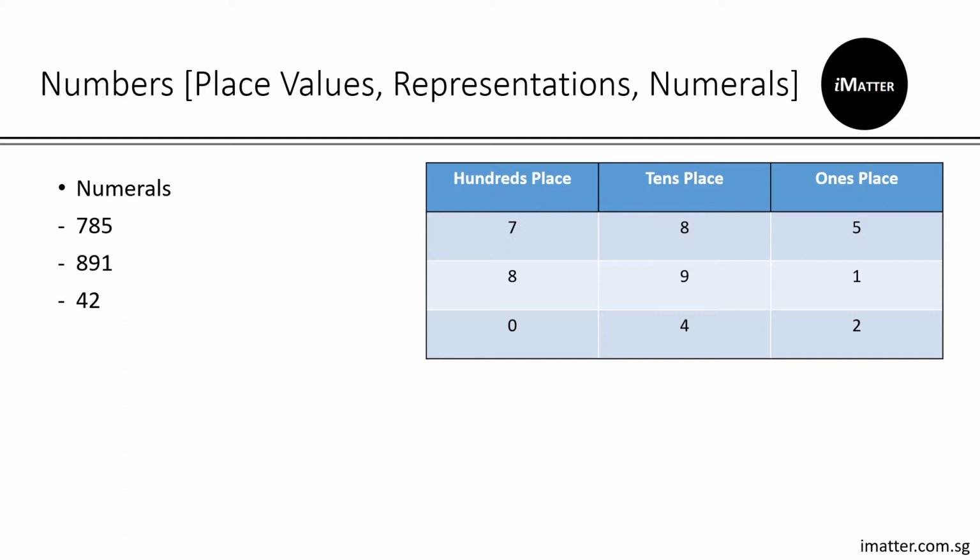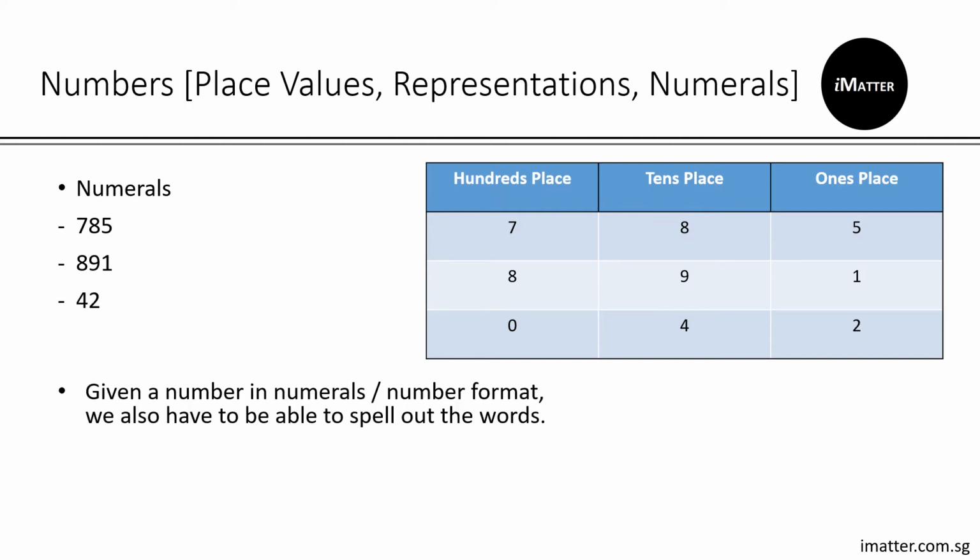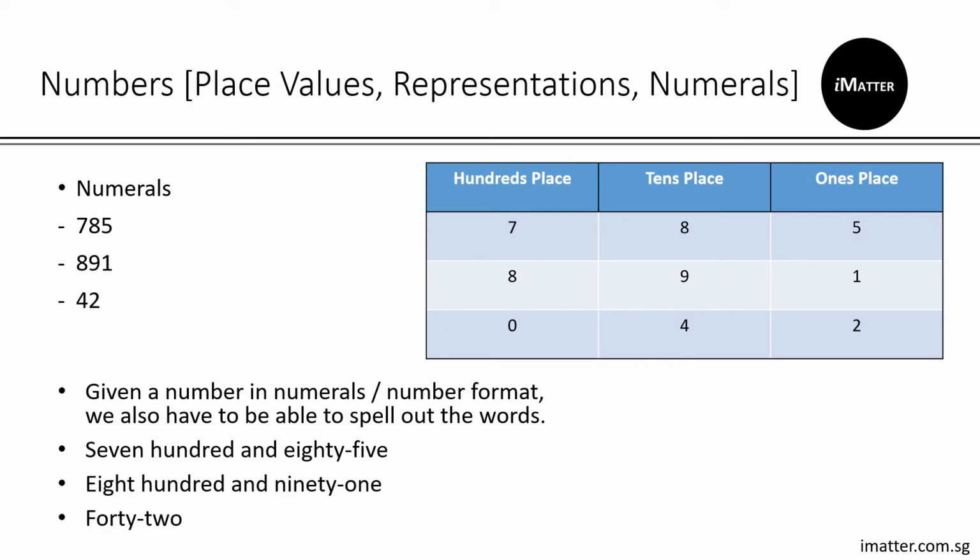Next will be on numerals. Now numerals is actually to be able to write out the numbers that you are given in word form. Now as mentioned before, 785, this is how you would write it out in words. Would you like to try the other 2 numbers? You can pause the video and try how to spell them out, and I will flash you the answers in a bit so you can check them. So 891 is spelled out as such, and 42 is spelled out as such.